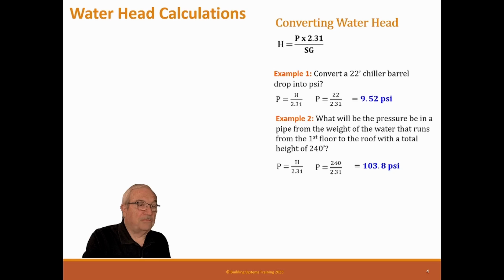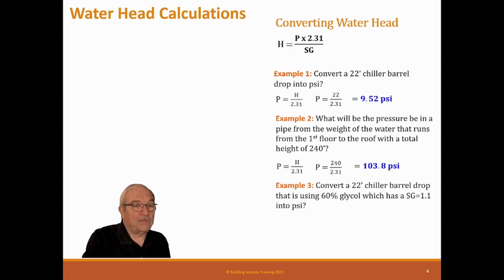The temperature is bad in their buildings, and it's all because they don't have the right pressure on the lead of the pump. So anyway, that's a really important calculation. Example: a 22-foot chiller barrel drop that is using 60% glycol, which has a specific gravity of 1.1. What is the PSI of that system?